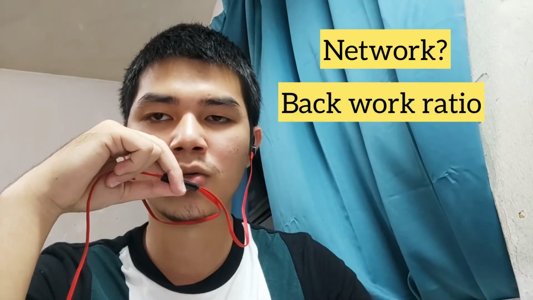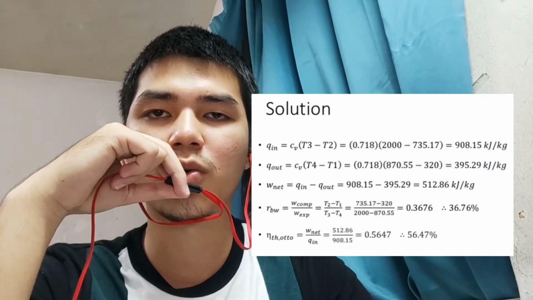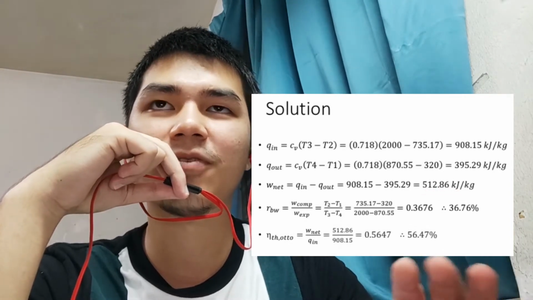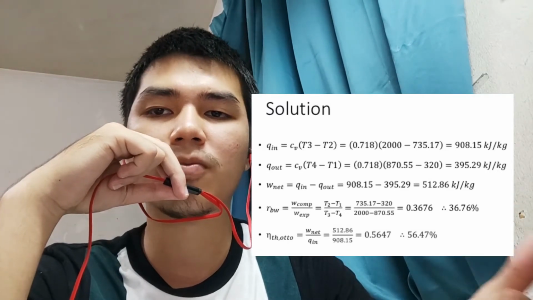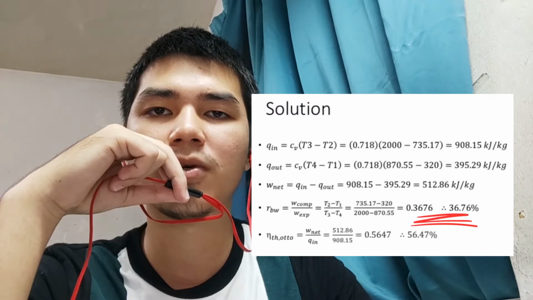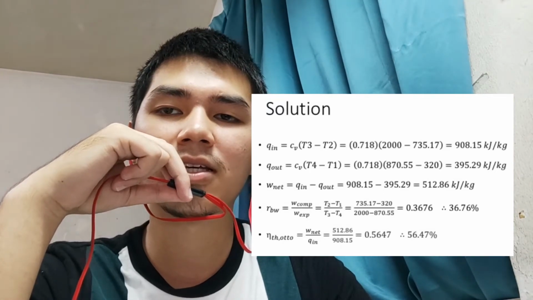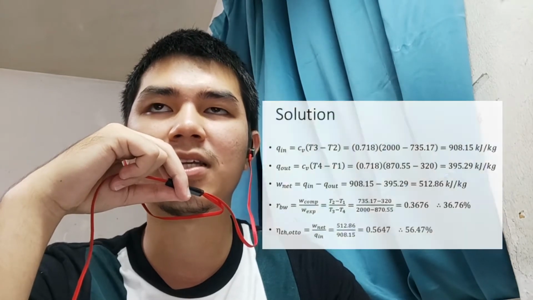So let's go back to the equations where we need to find the net work, back work ratio, and the Otto efficiency. For the net work, we calculate Q in minus Q out, where we got 512.86 kilojoule per kilogram, so we are in the range of 500 to 600 kilojoule per kilogram. The back work ratio is the work of compression over the work of expansion, where we get 0.3676 or 36.76%. While the Otto cycle efficiency is the net work over Q in, we got 56.47%. It is quite high for the efficiency of an Otto cycle.